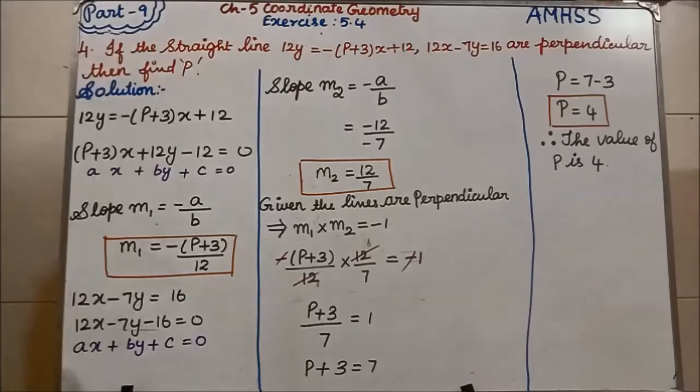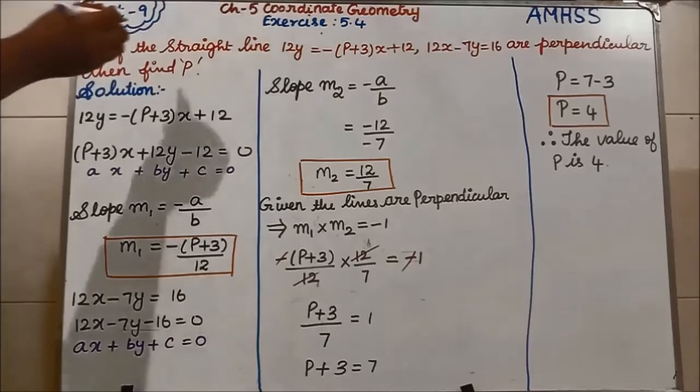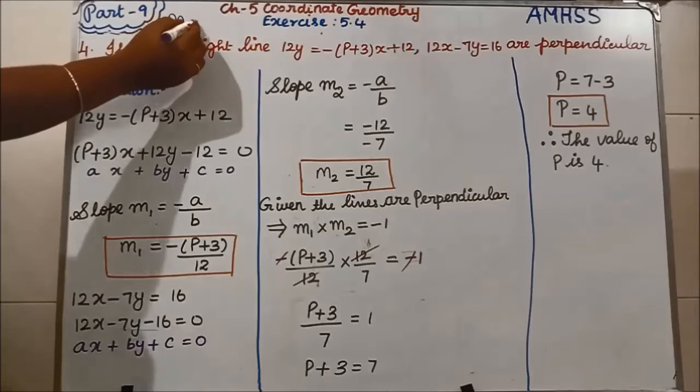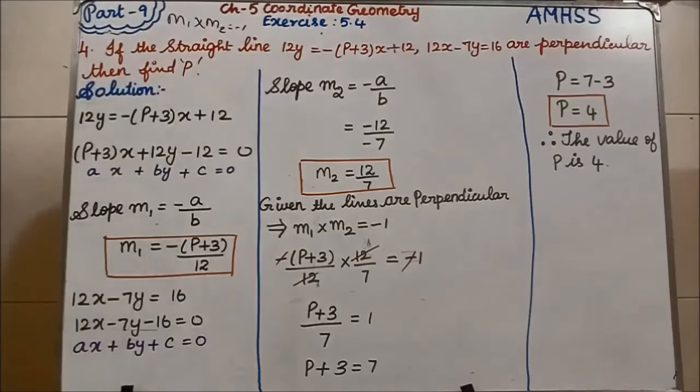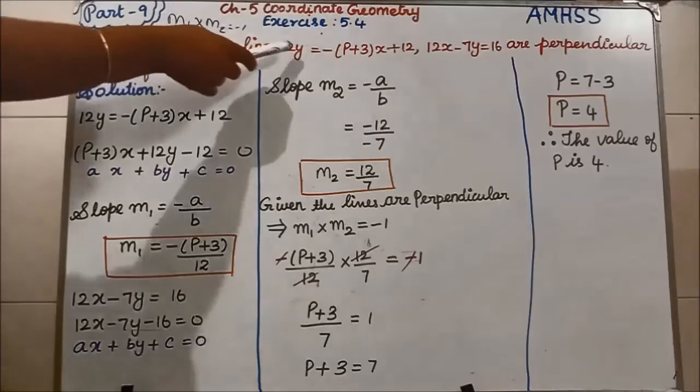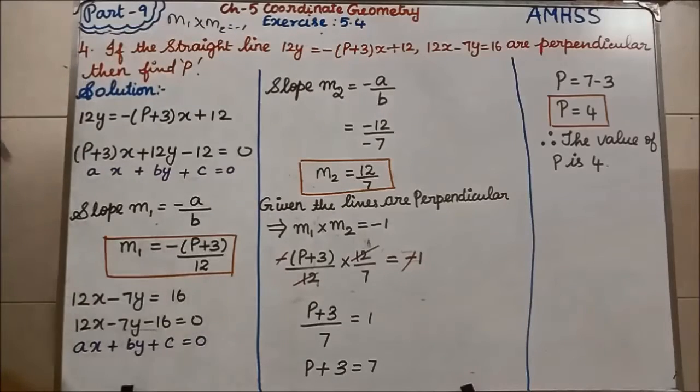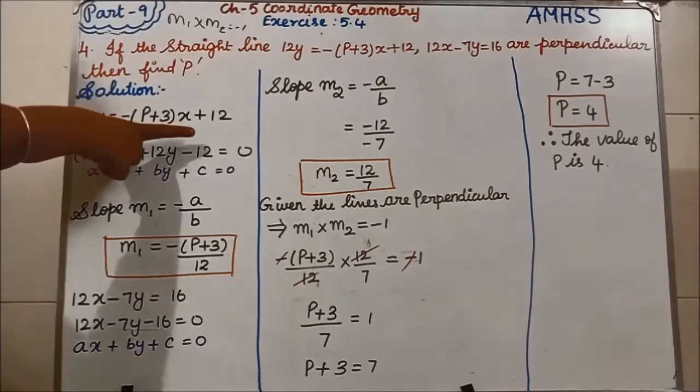Here, perpendicular means, so far what formula have we seen? Slope m1. Perpendicular means m1 times m2 is equal to minus 1. That is the perpendicular formula. So how do we find m1? How do we find m2? Here they have given two equations. From the first equation we are going to find m1, and from the second equation we are going to find m2. Okay?